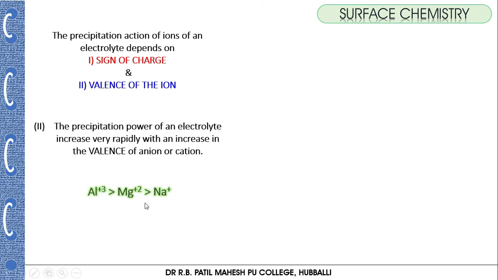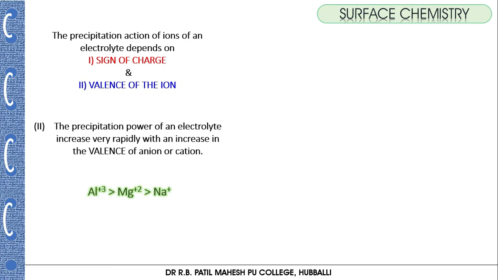So which one is required in minimum amount? Suppose if they ask this question in the exam, then the answer is going to be Al3 plus ion, because it carries more charge, hence it is required in minimum amount to cause the coagulation of negatively charged sol. And suppose if the question arises like this, which ion is required in maximum amount to cause the coagulation, then the answer is going to be Na plus, because it carries only plus 1 charge and it is required in more quantity to cause the coagulation of negatively charged sol.